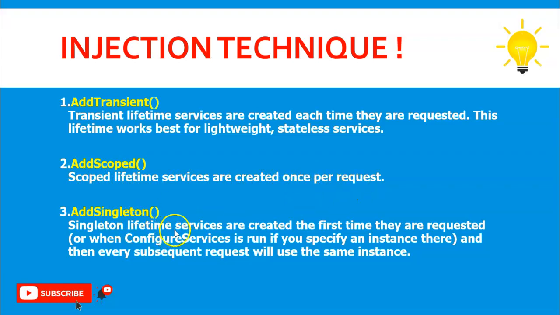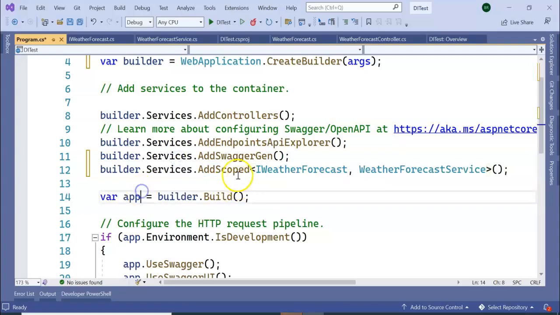Singleton lifetime services are created the first time they are requested, or when ConfigureServices is run if you specify an instance there, and then every subsequent request will use the same instance. So these are the three different services: transient, scoped, and singleton, by which we can inject our service. So here I added a scoped one.